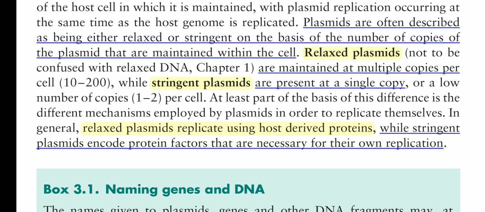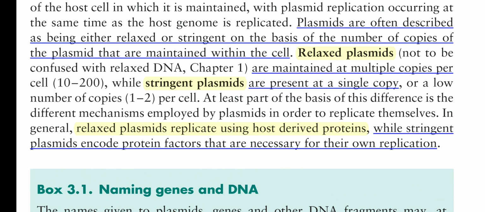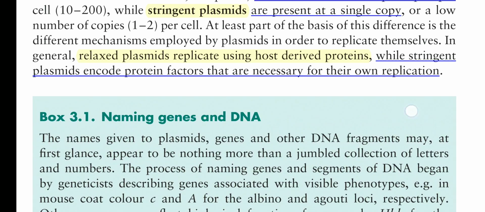So the plasmids found inside bacteria are of two types: one is the relaxed plasmid and the other is the stringent plasmid. A stringent plasmid is present in only one or two copies, whereas relaxed plasmids are present in multiple copies. So what is the function? Well, the relaxed plasmid replicates using host-derived proteins, while the stringent plasmid encodes the protein factors necessary for its own replication. That's the difference.